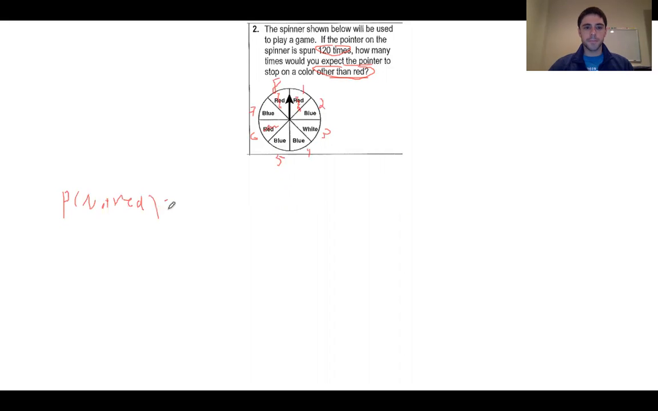Awesome. A bunch of people got it. Probability of not red is going to be our 5 non-red sections over a total of 8 sections. And what are we going to set that equal to? Determine how many times we land on not red if we spin it 120 times.